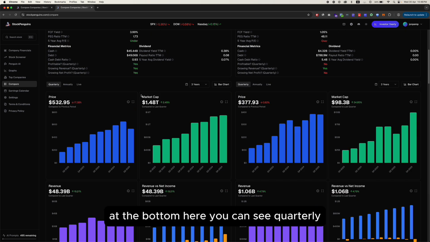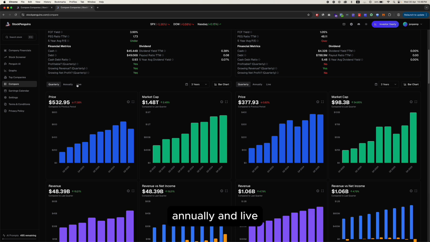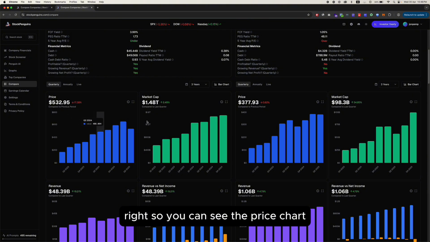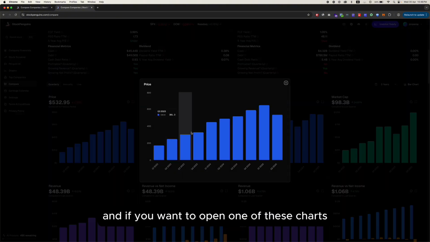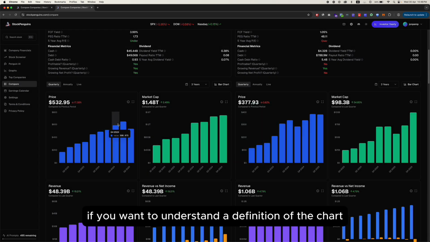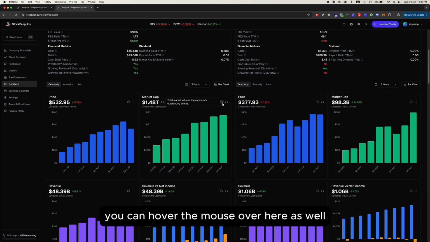At the bottom here, you can see quarterly, annually, and live. And then you can compare the charts from left to right, so you can see the price chart, the market cap. If you want to open one of these charts, you can go ahead and open it as well. If you want to understand a definition of the chart, you can hover the mouse over here as well.